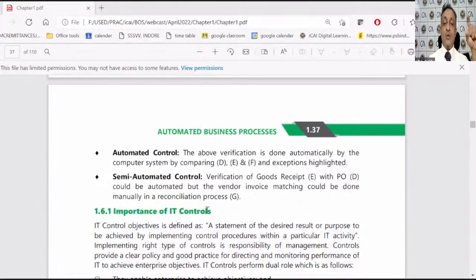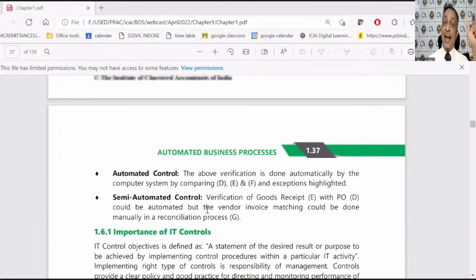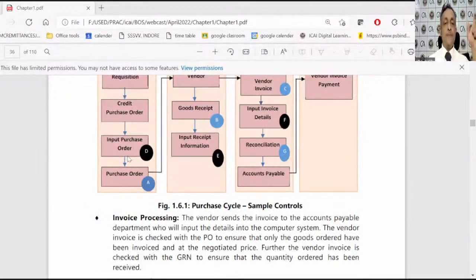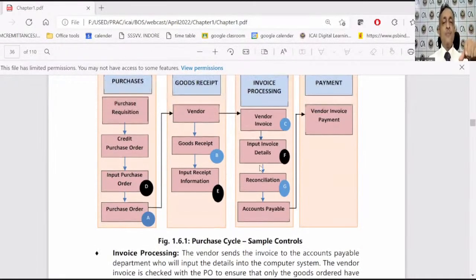Then automated controls, D, E, F, that is in the black. What are automated controls? Purchase order input in system. So when you create a requisition, it is automatically converted. Once goods received is validated with purchase order, the receipt information is done automatically. Once the vendor invoice is validated and put in system for terms, the input invoice details are automated. So within a system, you could have a fully automated, a manual system as well as a partly automated system. Let us see what the part automated system is.